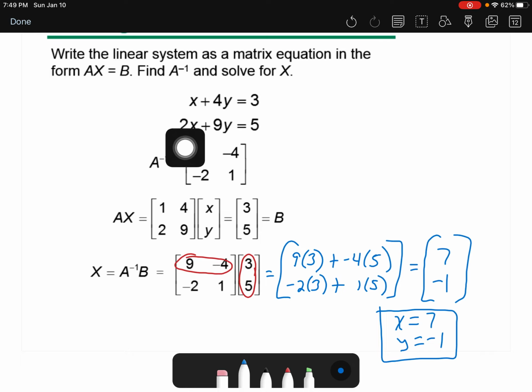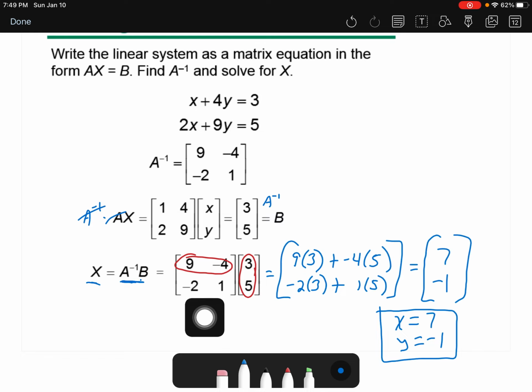We're going to take our coefficients of 1, 4, 2, 9, and then times our variable matrix, just x, y, since it just has 2 variables, equals our constants, 3, 5. So on the left side, it's representing A times X, so A times X equals our B, okay? To solve this, we'd multiply by the inverse of A on this side and also multiply by the inverse of A on this side. That basically cancels and leaves us with X here. So to solve, we're going to take the inverse of A times B.